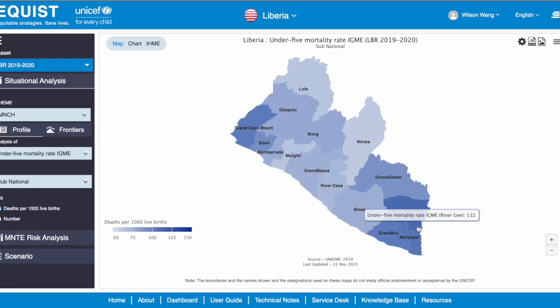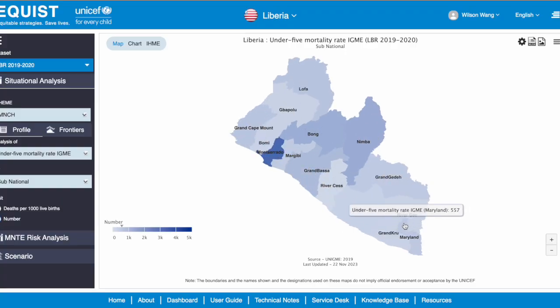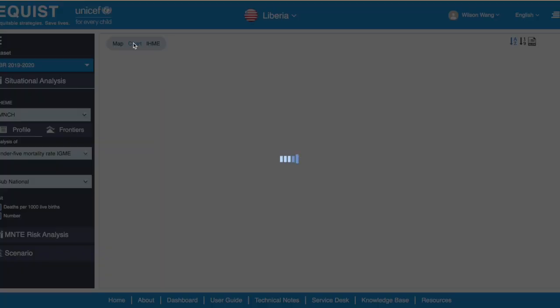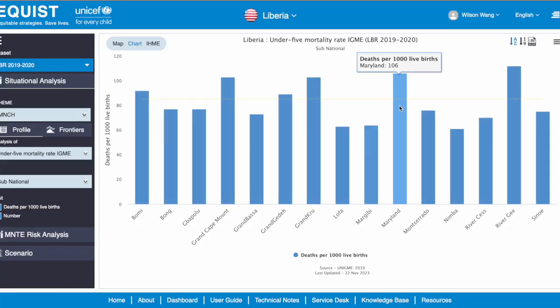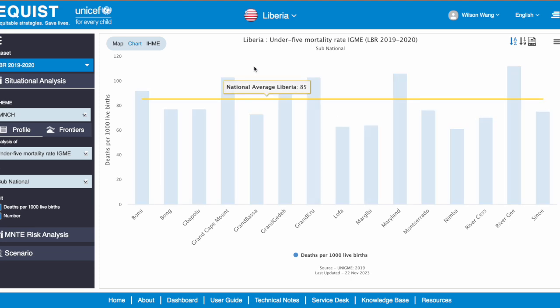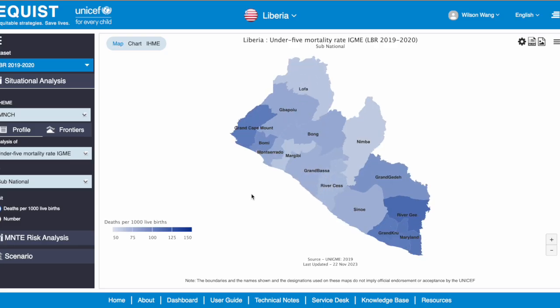You can see a correlation between the highest bars and the darkest spots on the map. I've actually been to these places, River Gee, which is very, very remote, and Grand Cape Mount, also very remote, as they border Ivory Coast and Sierra Leone, respectively. But then look when you change the analysis to number instead of rate, then you basically see that places that have high rates per 1,000 don't necessarily have a lot of people. So places like Monrovia have lots of people, but lower rates.